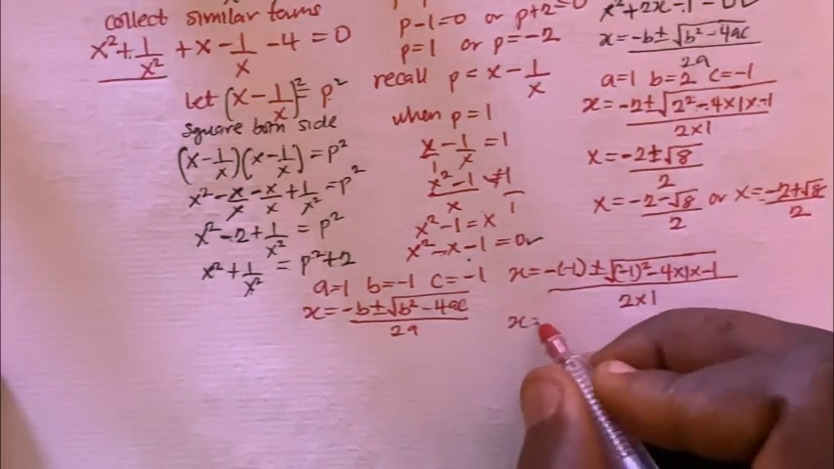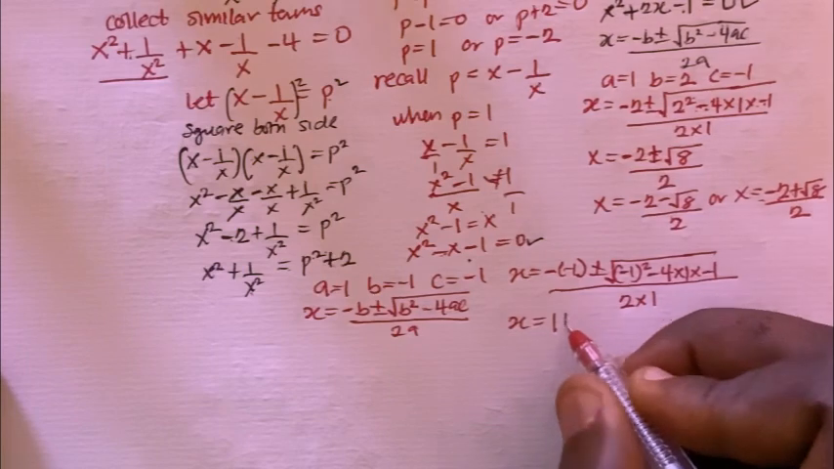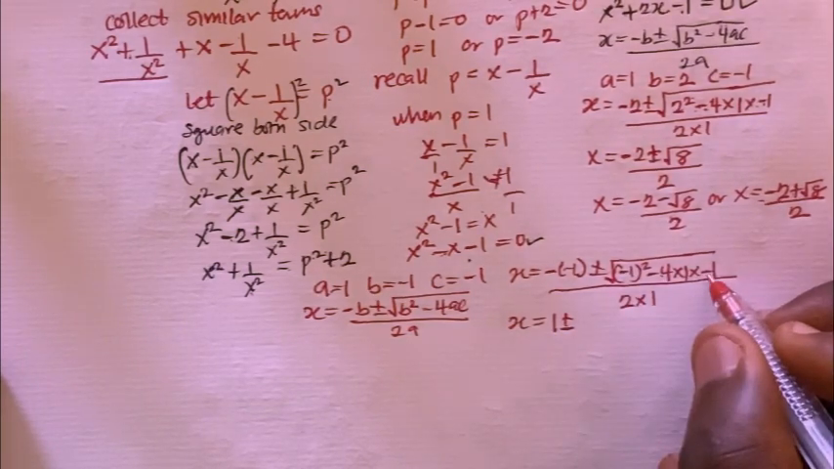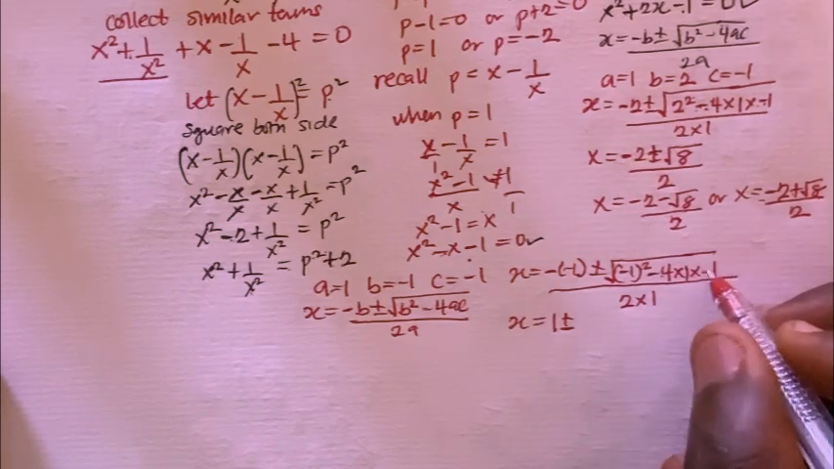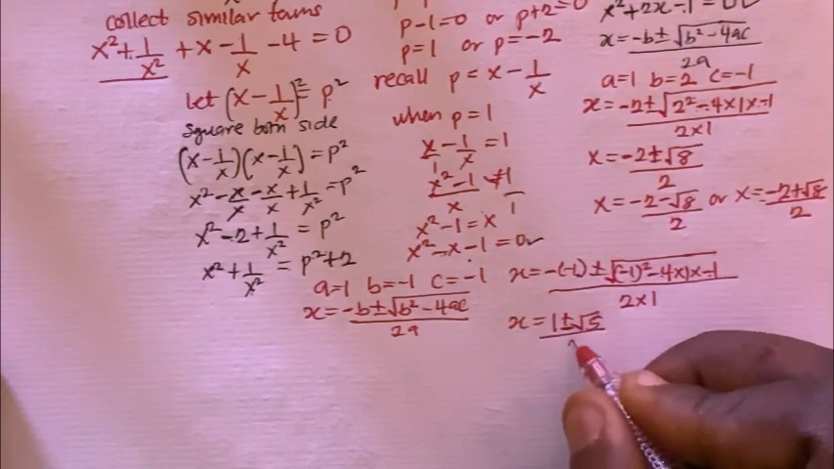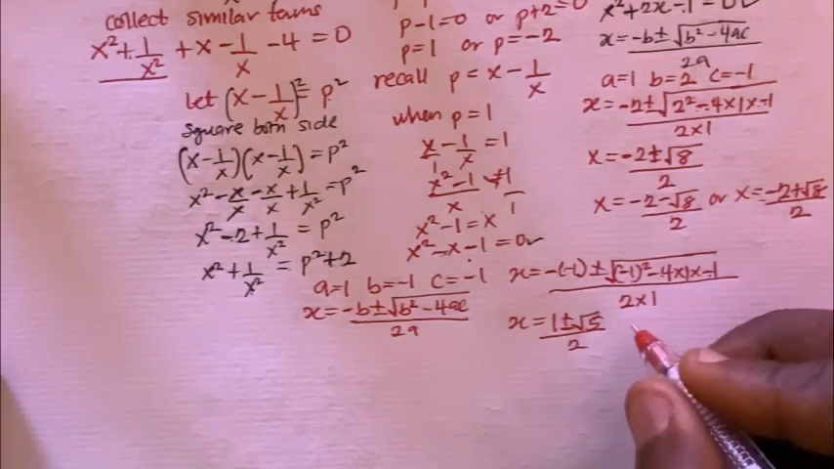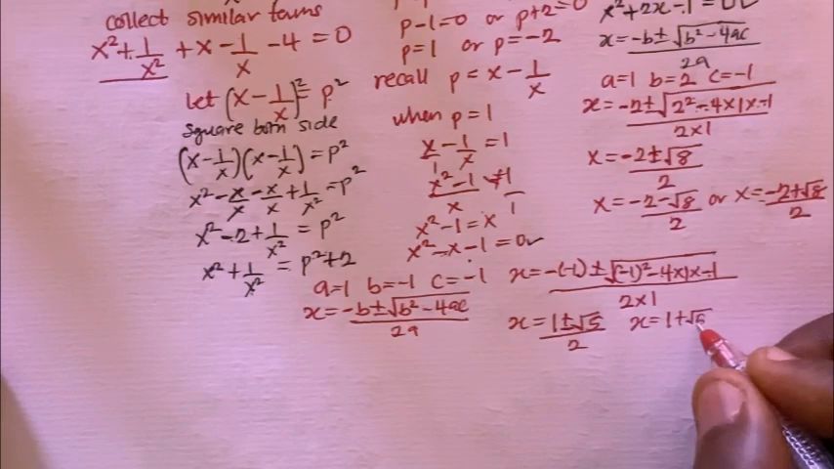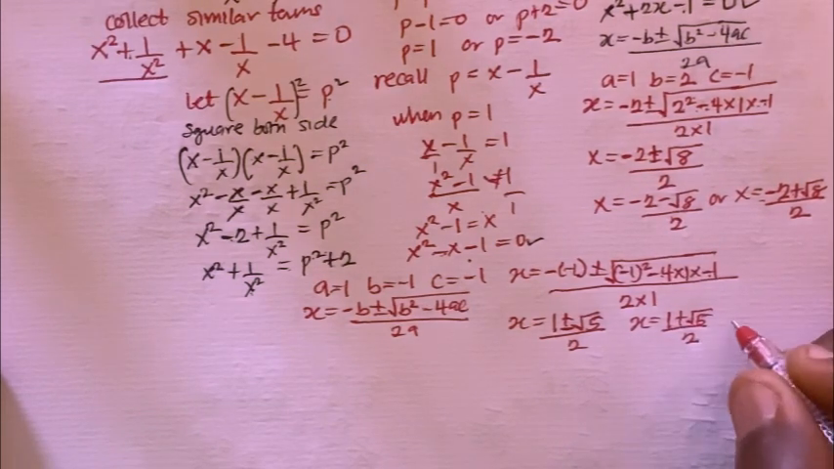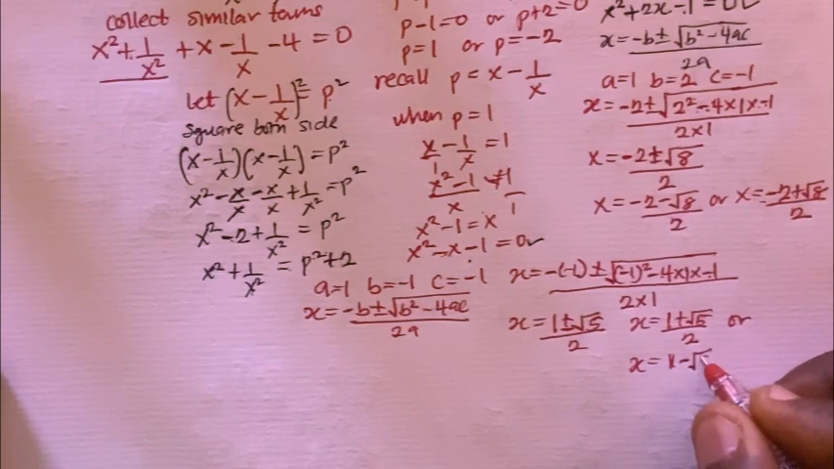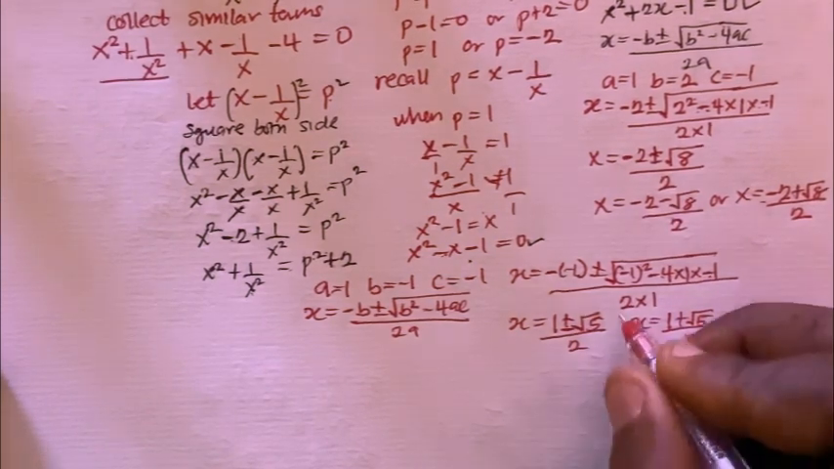We are going to have x equals 1 plus or minus. Now, 1 squared is 1. Then minus 4 times minus 1 is plus 4. We are going to have 1 plus 4, that's root of 5, divided by 2. Exactly. So in this case, we are going to have x equals 1 plus root of 5 divided by 2, or x equals 1 minus root of 5 divided by 2.